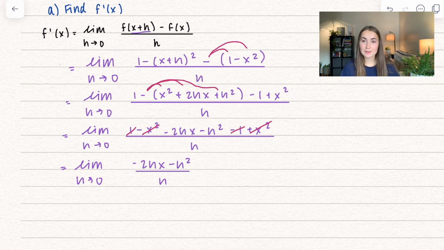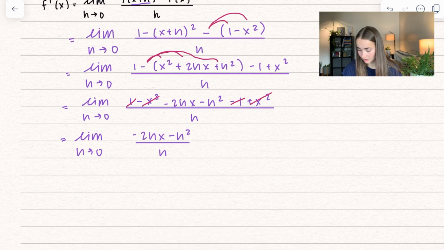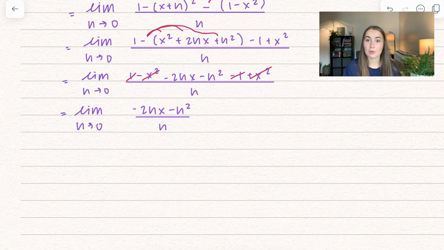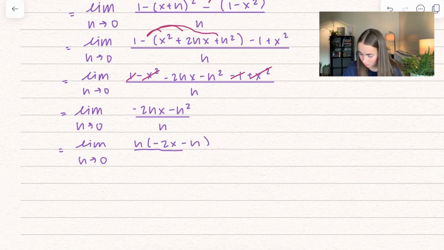Our next order of business is we always try to get rid of that h in the denominator, because that's our issue value. We can't just plug in 0, because then we're dividing by 0 and that's super illegal. Usually we get to a point where that h can divide out. And here we see that it can. If we factor an h out of the numerator, I'm left with h times negative 2x minus h all over h. And now I can see that these h's divide out.